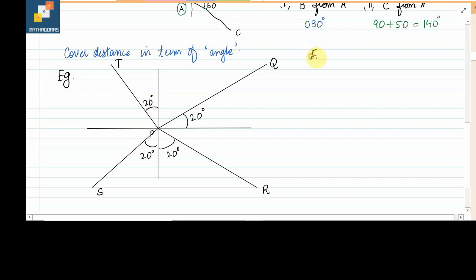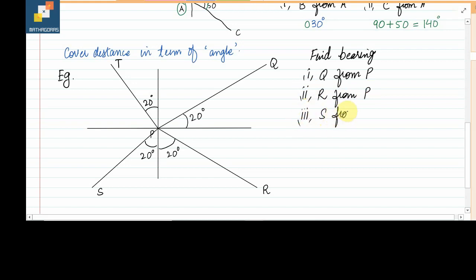It says find bearing: part 1, Q from P, part 2, R from P, part 3, S from P, and part 4, T from P. So there are four parts, four lines, right? So we need to find the bearing of each individual line at the first point.